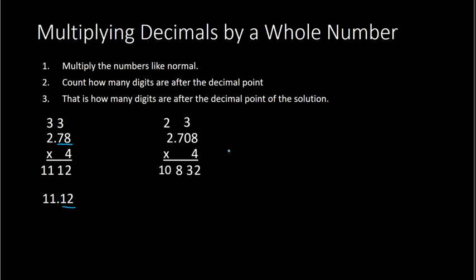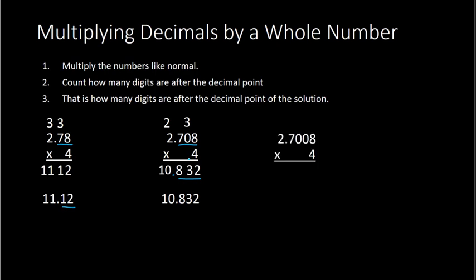Now the question is, where does the decimal point go? Well, in the original number, we had 3 numbers after the decimal point. So in our solution, we need 3 numbers after the decimal point as well, which puts the point right here after the 10. So our final answer is 10.832.